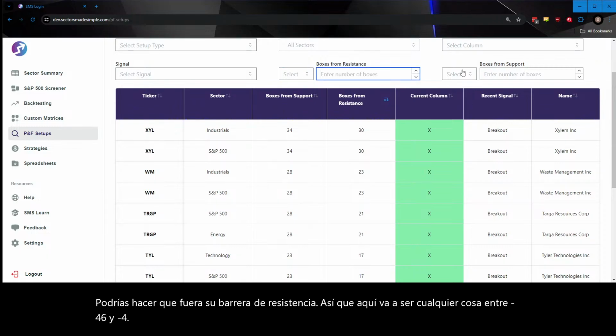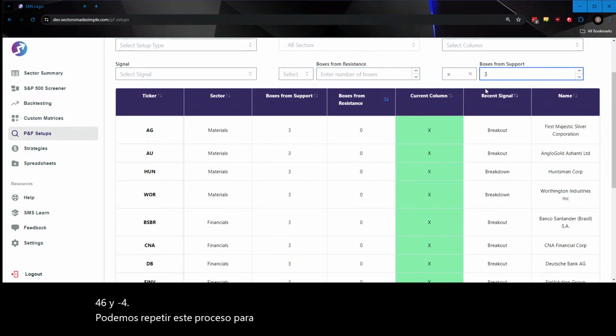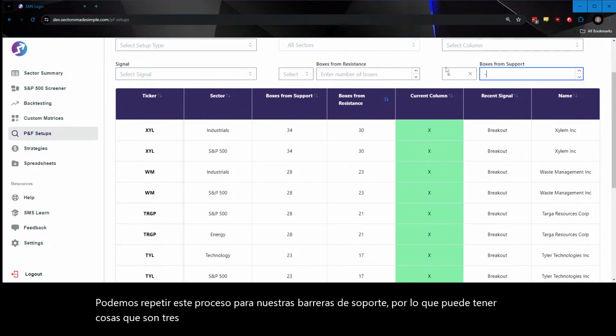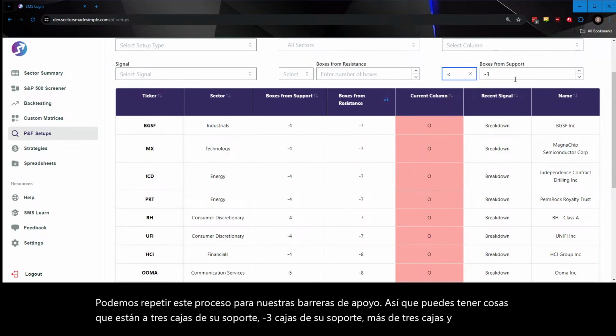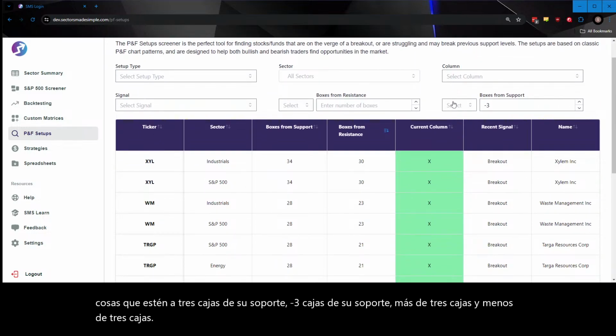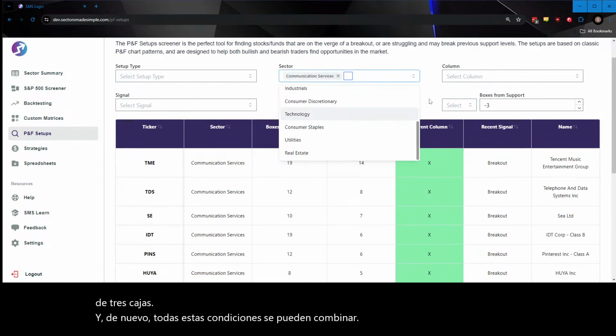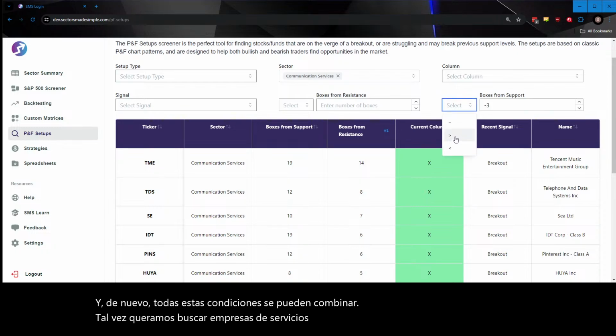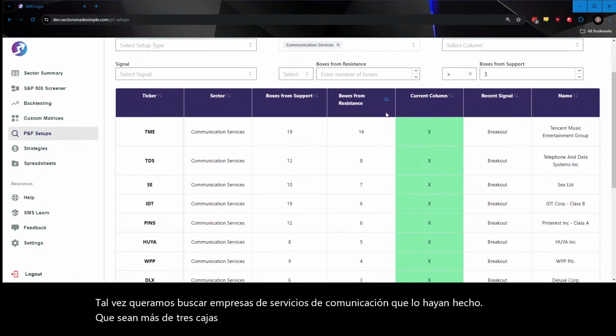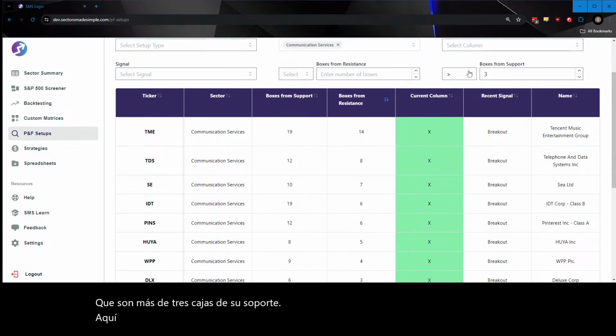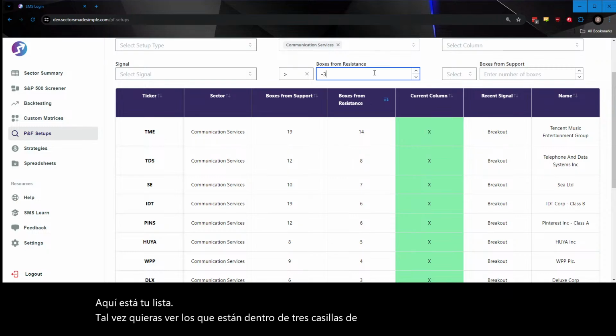We can repeat this process for our support barriers. So you can have things that are 3 boxes from their support, -3 boxes from their support, greater than 3 boxes, and less than 3 boxes. And again, all of these conditions can be combined. So maybe we want to look for communication service companies that are more than 3 boxes from their support. Here's your list. Maybe you want to see ones that are within 3 boxes of their resistance. So they're getting close to their resistance level.